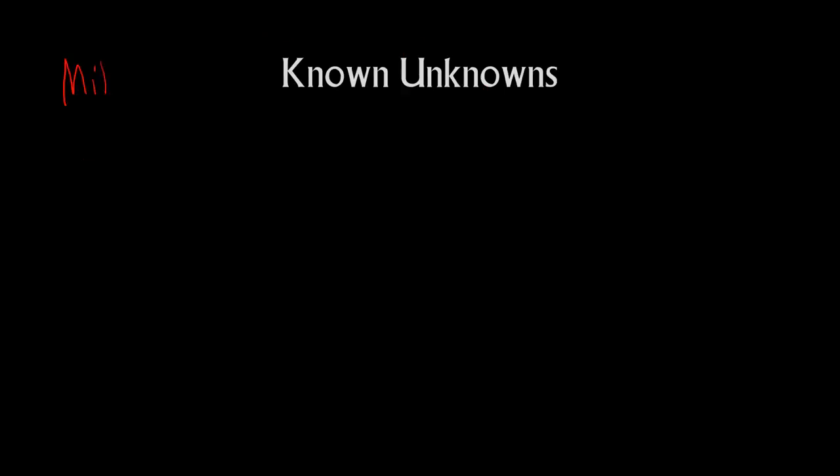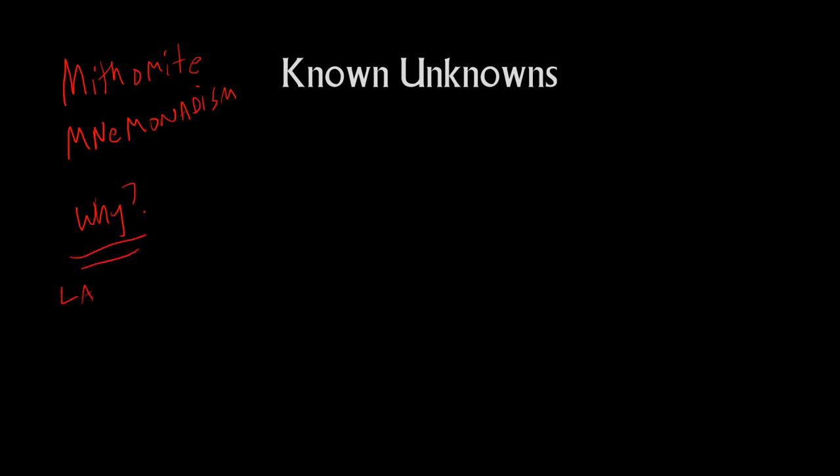With Mithomite Mnemonadism, there's a lot of known unknowns, and it really just shows us the limits of science. Now, part of the limits of science is the why, right? Because science and language are alike. Words can only describe other words, and with science you can apply your whys only to a certain limit. And just like you get to your Higgs boson with particles, you can quickly get to a point where you can't answer any more of the whys because of the recursion. So the recursive limits of science are very much laid bare with this theory of reality.